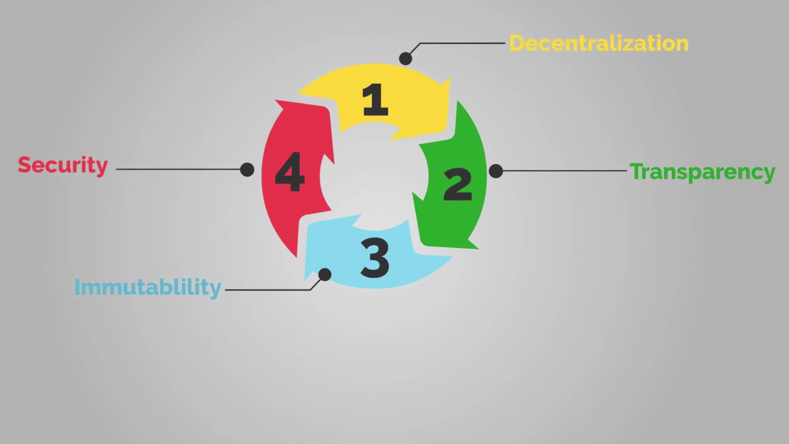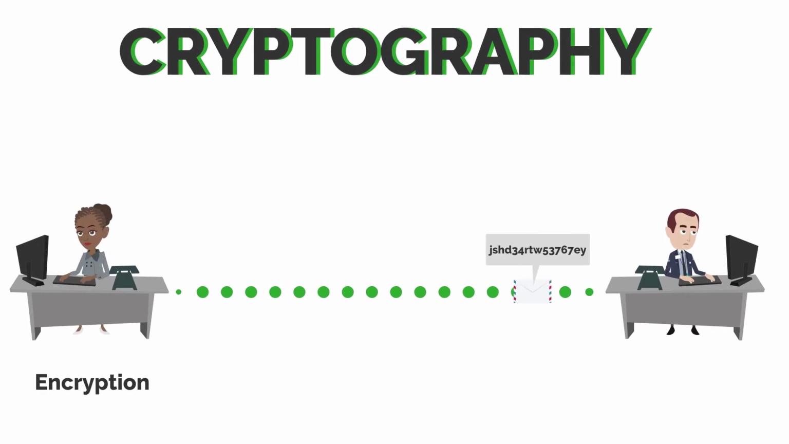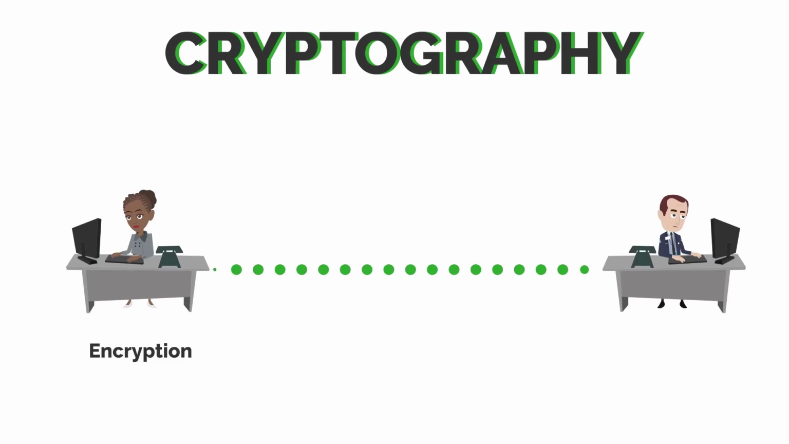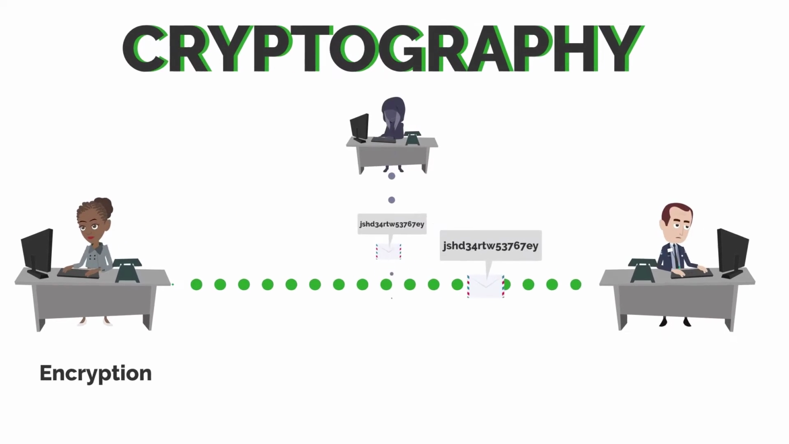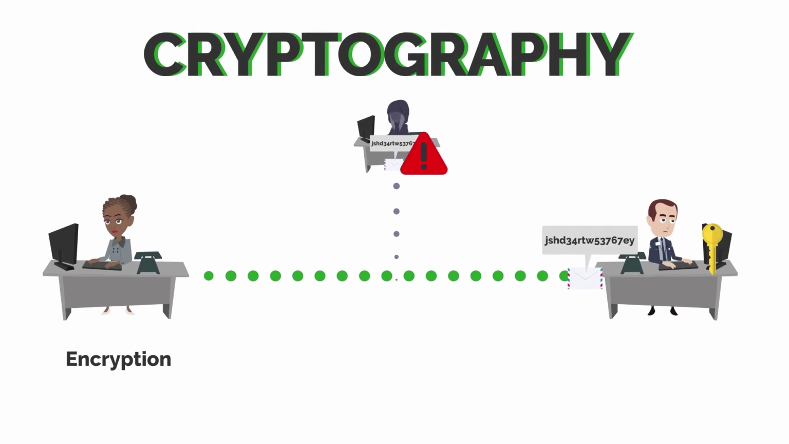Security. Cryptography is the science of encrypting and decrypting information. It's the basis for the security of the blockchain, making it unsusceptible to tampering and fraud.